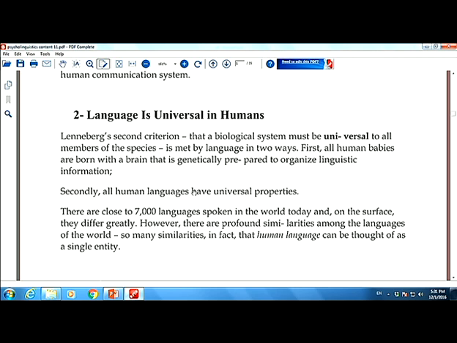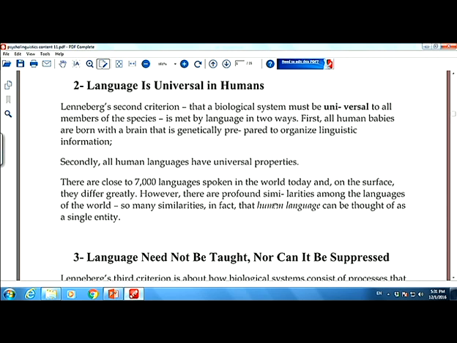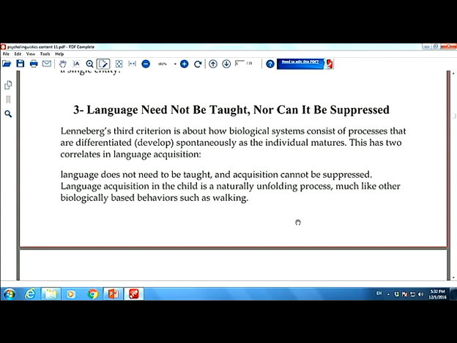Yeah, so here, for example, as you can see, all human babies are born with a brain. This brain is genetically prepared to organize linguistic information. So that's argument number one. Number two, all human languages have universal properties, and we talked about that. Then, we don't need to teach language to people, especially first language learners. People eventually learn it, just like walking. Walking is biological, isn't it? We don't teach children to walk, they just walk themselves. Language is the same.